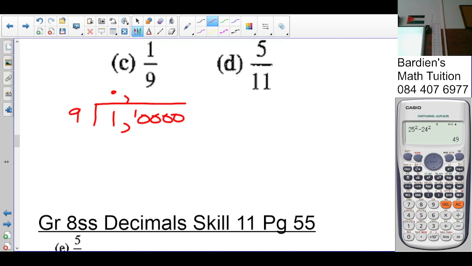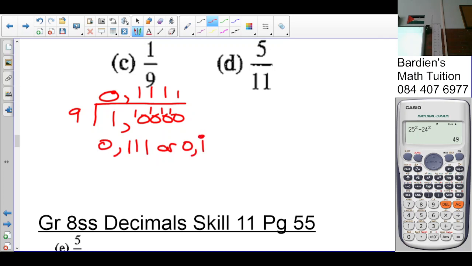Okay? 9 goes into 10 how many times? Once. 1 times 9 is 9. What are we left with? 1. So I carry 1. 9 goes into 10 how many times? Once. Carry 1. 9 goes into 10 how many times? Once. Carry 1. And so on. So in other words, that is going to be 0,111. Okay? Or I can write it as 0,1 and the dot on top.